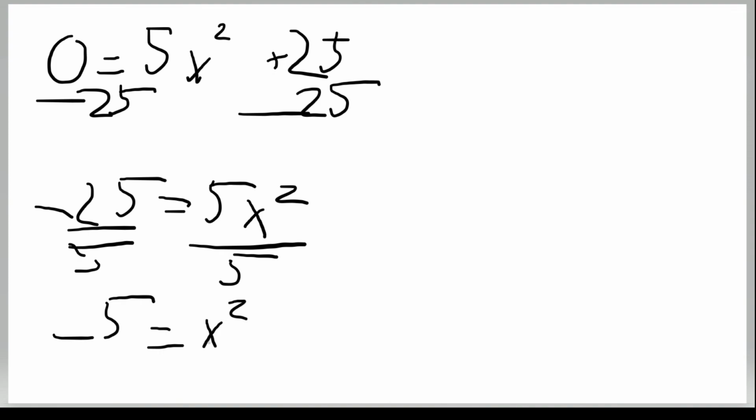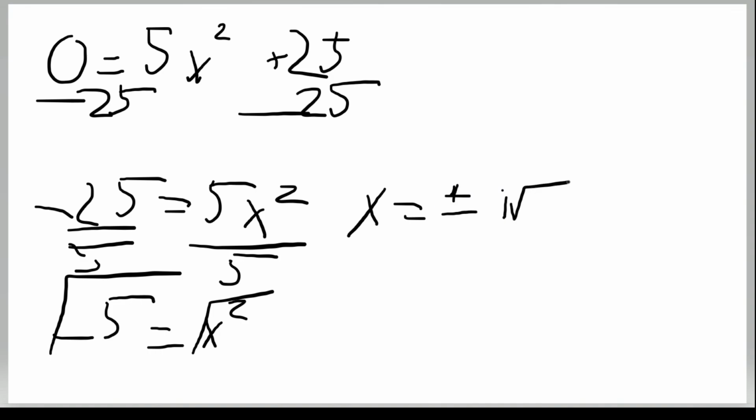That's usually where you'd stop, but now that we're finding stuff with square roots, we need to square root this, square root this, which would equal x equals plus or minus i times the square root of 5. Since it's a negative over here, you have to make this i, because i is equal to the square root of negative 1.